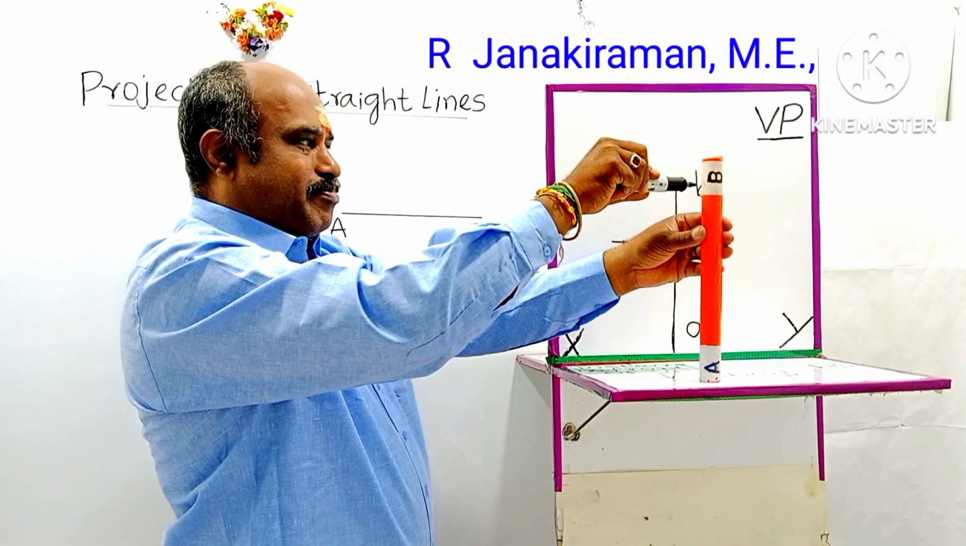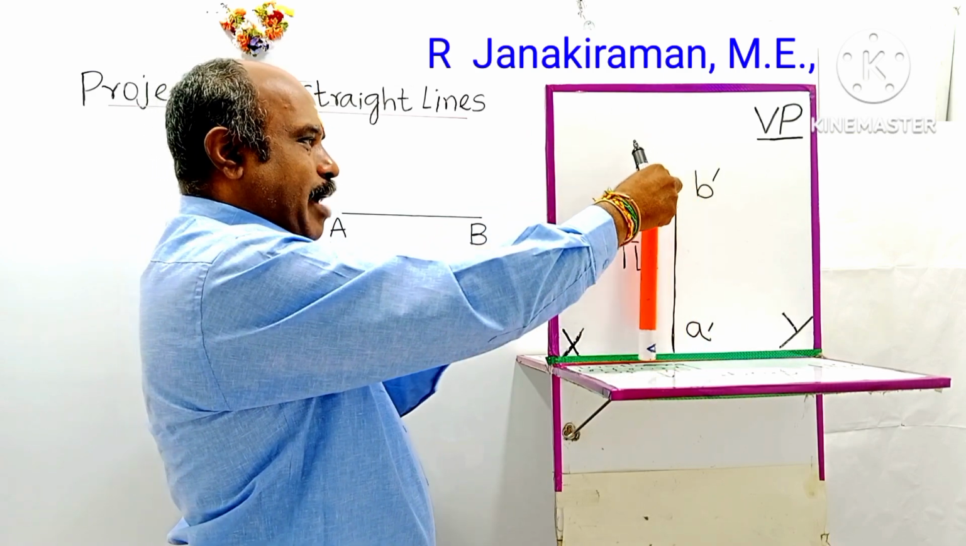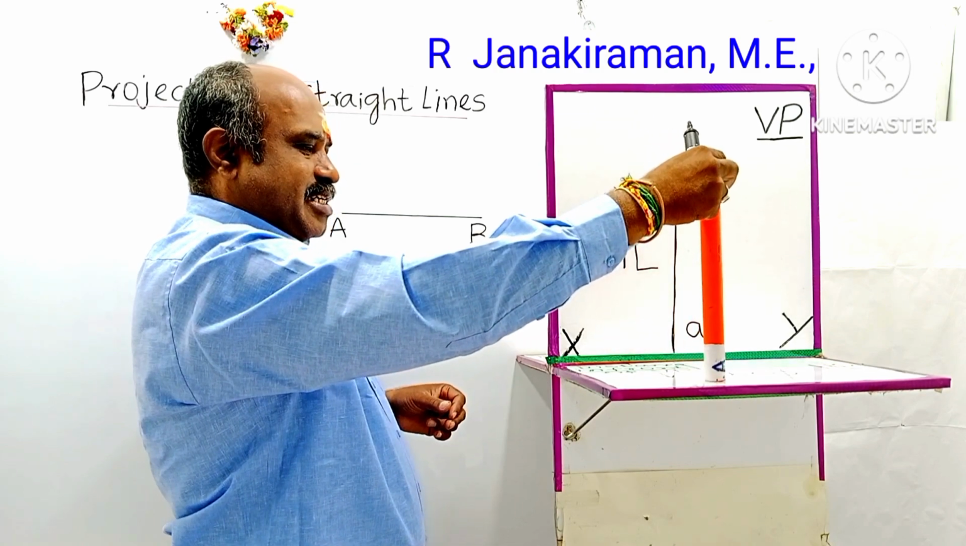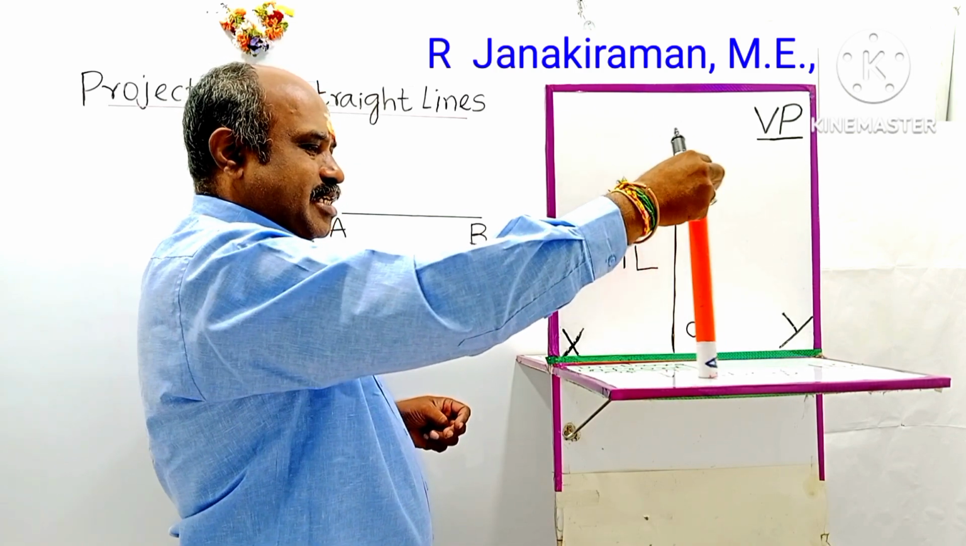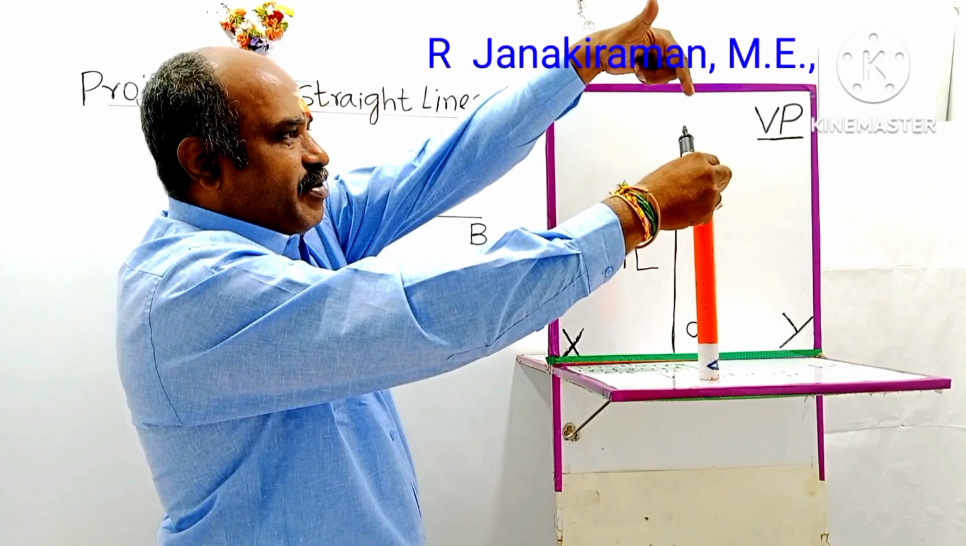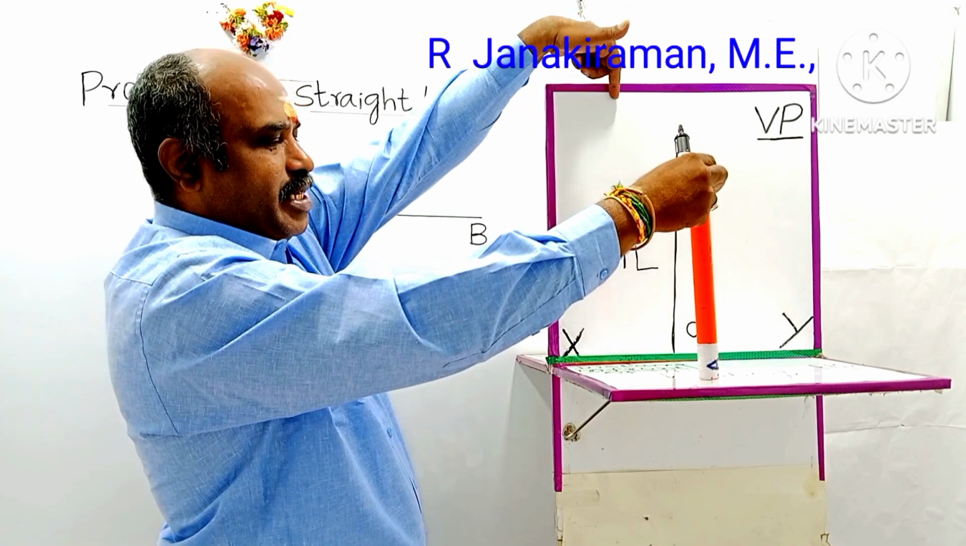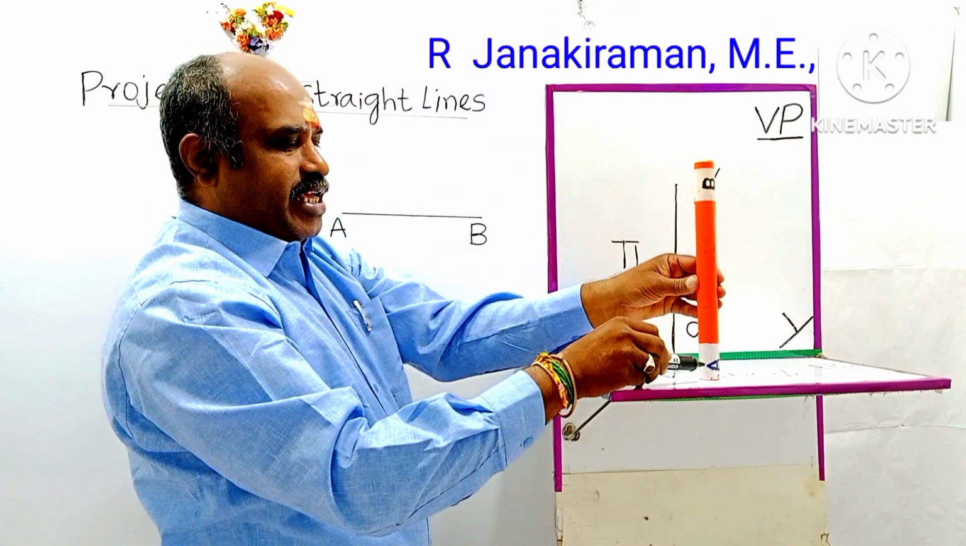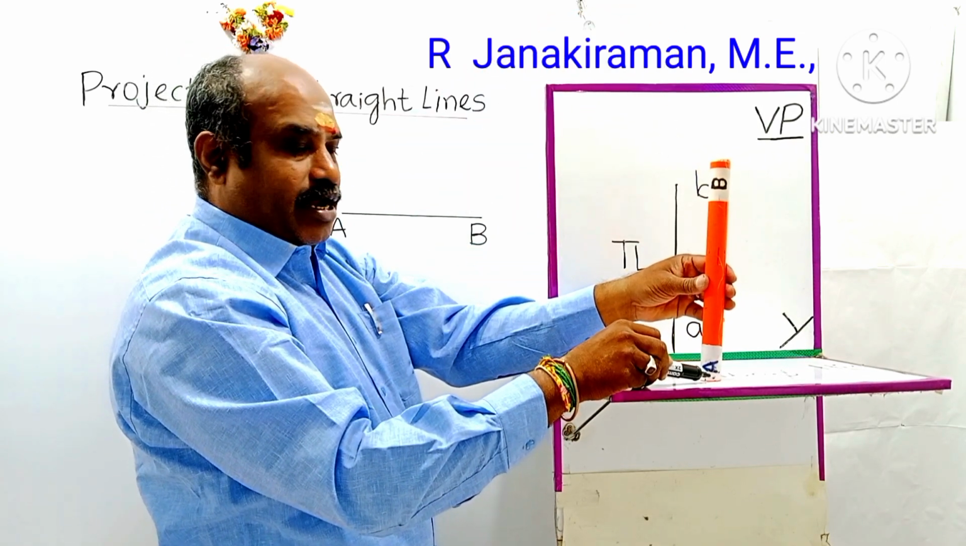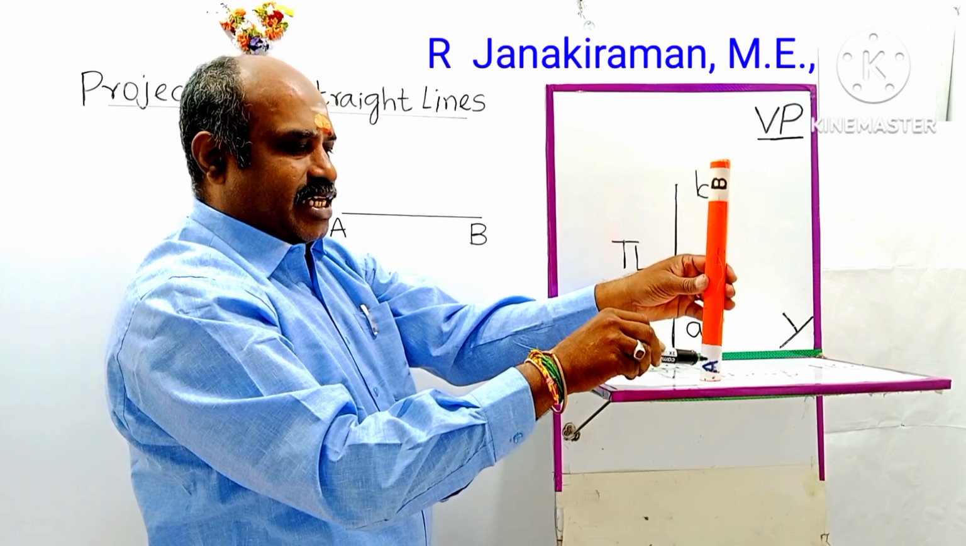So I can say the line is parallel. Parallel means uniform gap between the VP and the straight line. Uniform distance gap. So it's called as in front of VP. This distance is called as in front of VP. And the point here is having contact on the horizontal plane, HP, touching the HP.